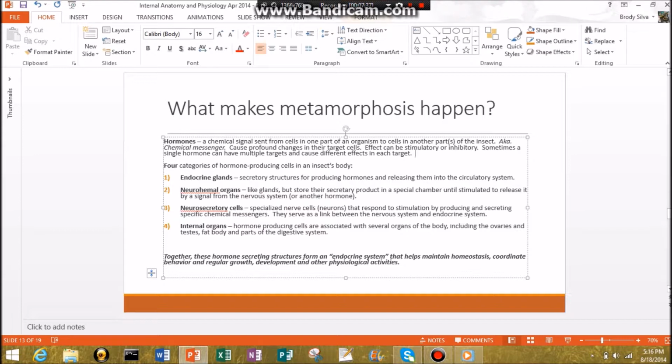animal, I'm assuming, they have hormone-producing cells associated with several organs of the body, including ovaries, testes, fat body, and parts of the digestive system. So most of your organs, if not all, produce some type of hormone or another. Saliva, stomach acid. I'm not going to get into specifics because I'm uncomfortable. Together, these hormone-secreting structures form the endocrine system, which helps maintain homeostasis, coordinate behavior, regulate growth, development, and other physiological activities.